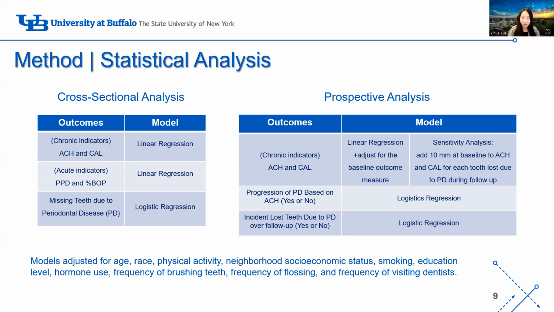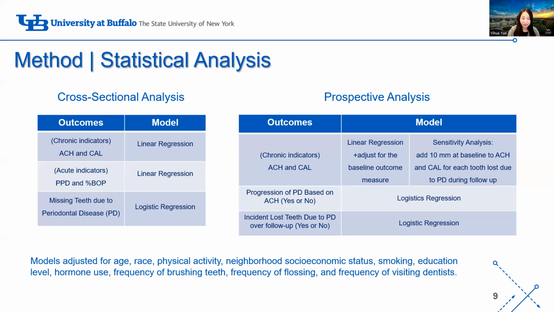Participants with severe periodontal disease may lose their teeth during follow-up. When the worst site was removed, their overall mean measure will be improved, which means their progression will be attenuated. In order to reduce this bias, we conducted sensitivity analysis by adding 10 millimeters to the chronic measures at baseline for each tooth lost over follow-up due to periodontal disease. And then we reran the linear regression models for the prospective analysis.